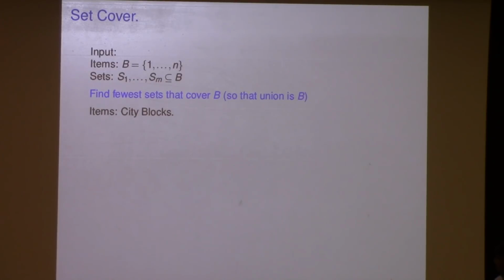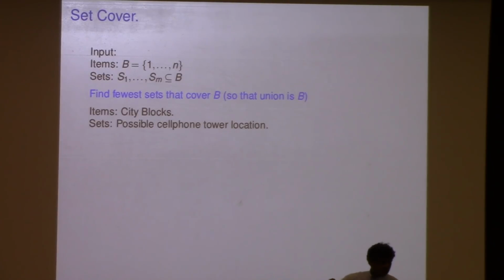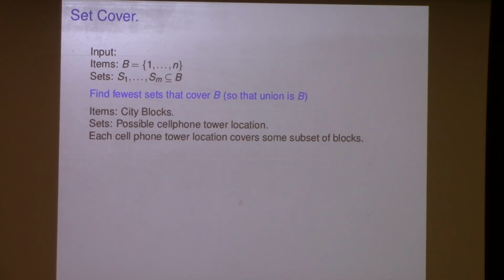One example is this: the items could be city blocks, and the sets could be possible cell phone tower locations. So you can say, if I buy this location on the top of the Empire State Building, I will hit all the blocks within 10 blocks of that. That will be the set of objects that tower covers, right? Does that make sense? Each cell phone tower location covers some subset of the blocks. In that case, you have more structure on the sets, but it's clearly an instance of this problem. Your job is to buy cell phone tower locations, and you want to buy the fewest you can. This is what this problem is modeling.